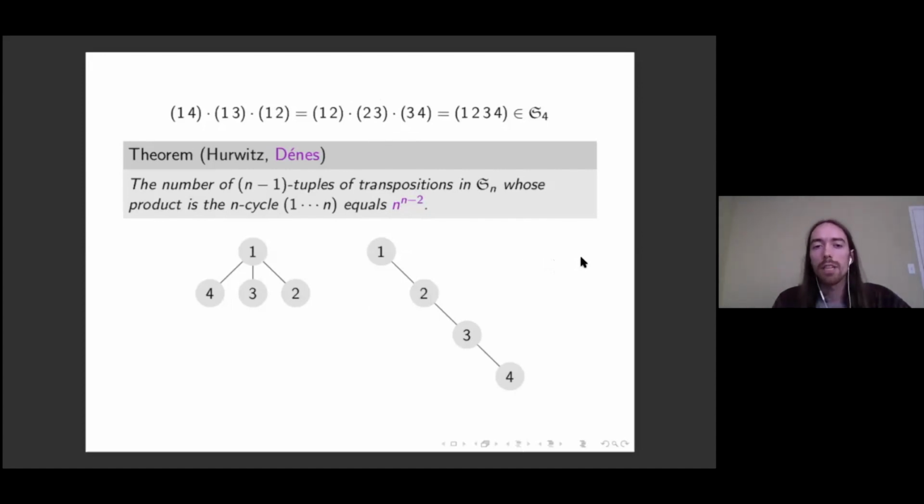Yeah, so that's kind of a classical result that says, here's the factorization enumeration question in the symmetric group, and here's an answer in terms of graph theory in this case.